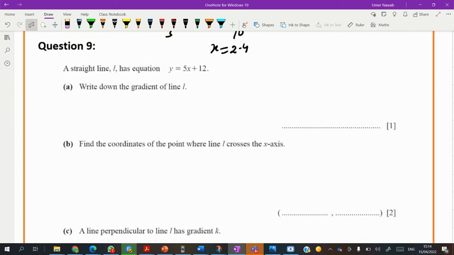Question number 9, you guys, if you can see, he gave you the equation of a line. He said, what is the gradient? So the gradient is, this is 5. So I'm going to write the gradient is equal to 5.